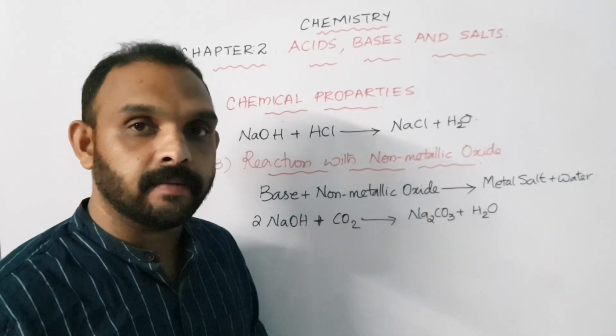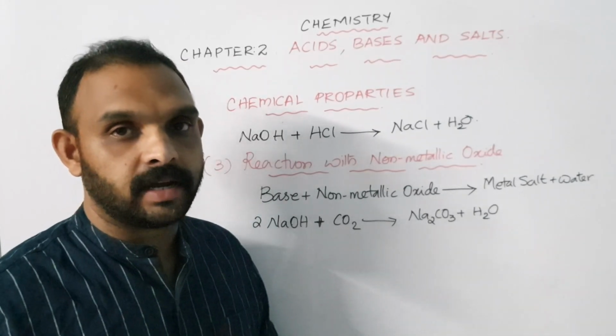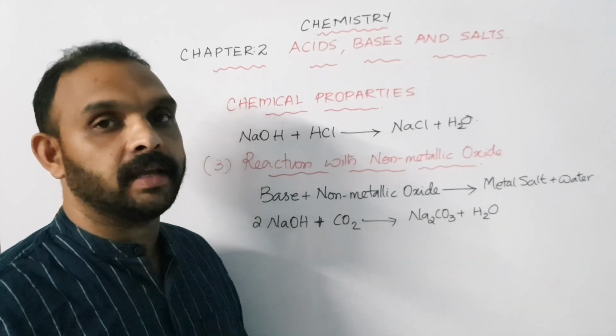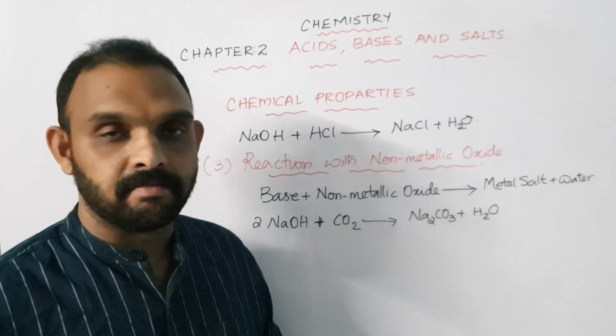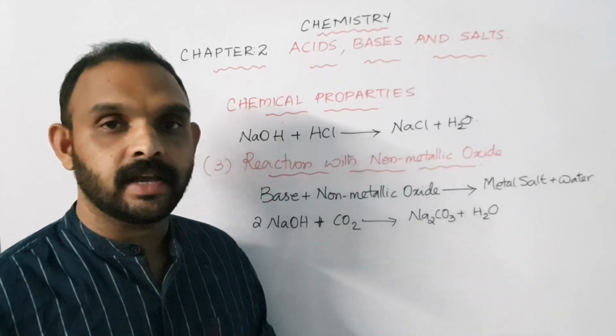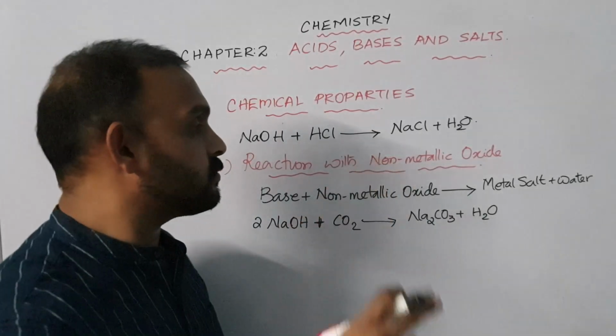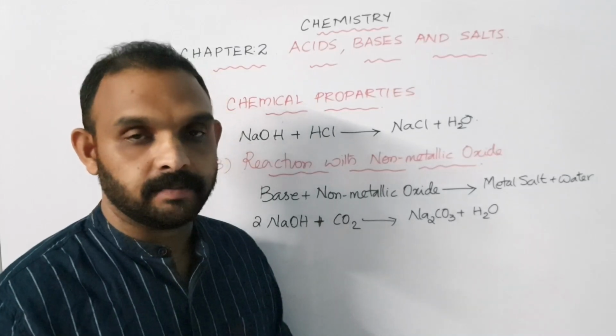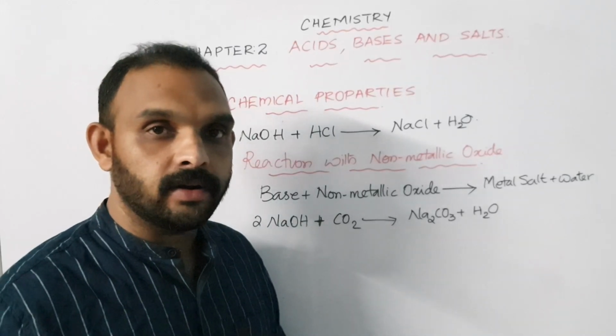Let me repeat again. There are three chemical properties. The first chemical property is reaction of bases with metals. The second one is reaction of bases with acids. And the third one is reaction of bases with non-metallic oxides. So is it clear to all?